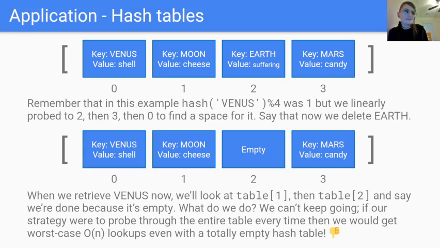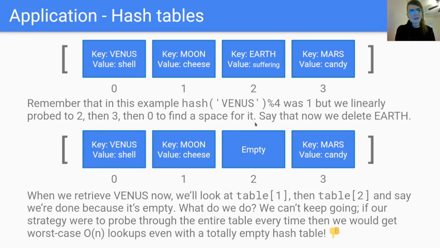If we had to search the entire table every time, then we'd just get worst case big O of n lookups because we'd be searching the entire table for keys that don't exist. We could not abort when we find an empty space. So this is a huge problem for us. We'd like to be able to give up when we find an empty space. But when we delete an element, we create an empty space. What do?